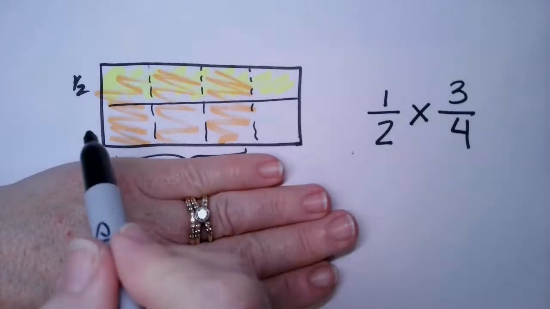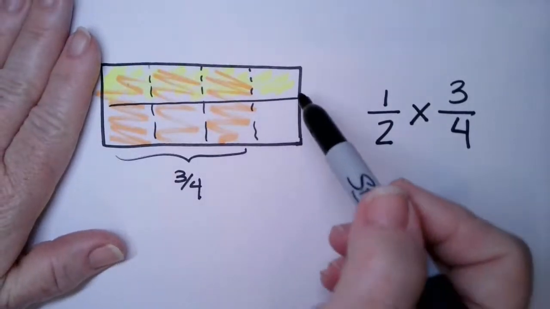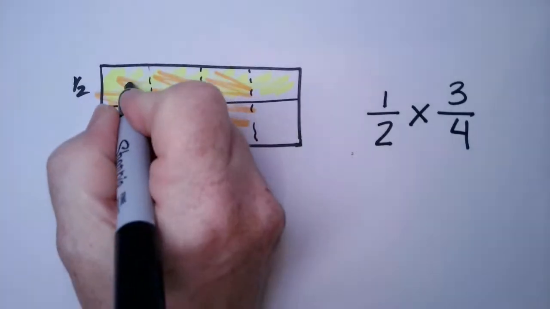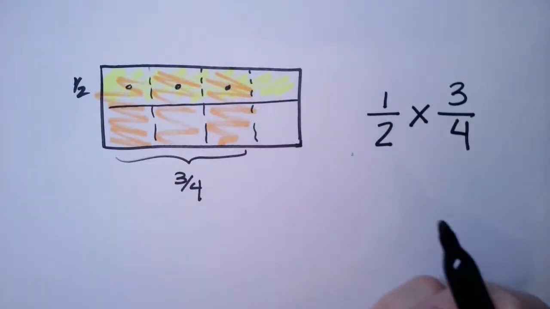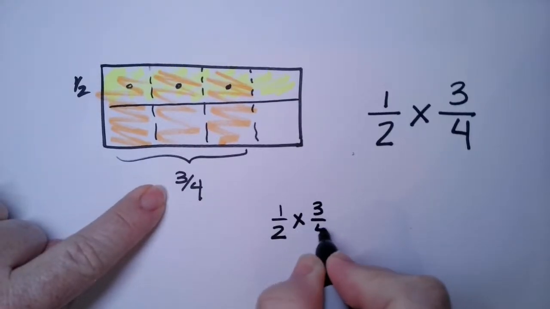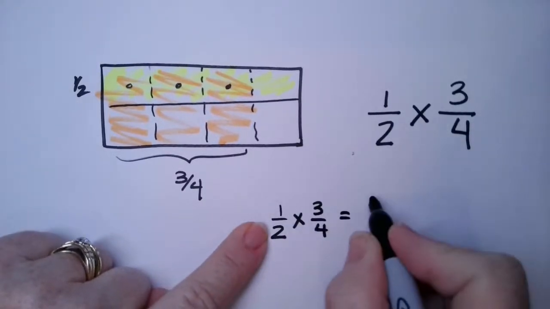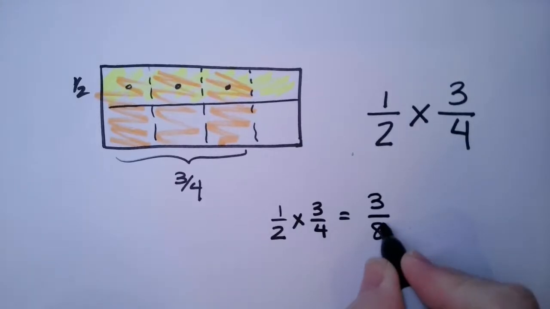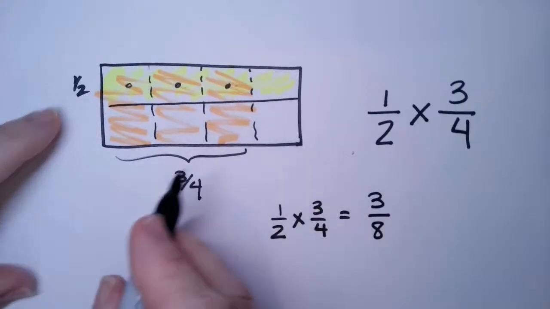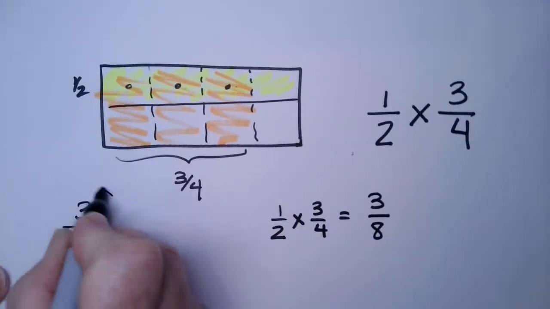So we take the rectangle and we divide it in half, and then we take the rectangle and we divide it in 3/4. Now, who has both colors? How many boxes? 1, 2, 3. So we have 1/2 times 3/4. 1 times 3 is 3. 2 times 4 is 8. So out of this, we have 1, 2, 3, 4, 5, 6, 7, 8 boxes. We colored in 3 out of 8.